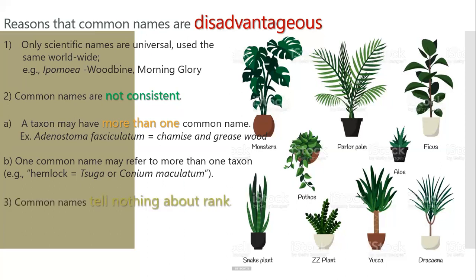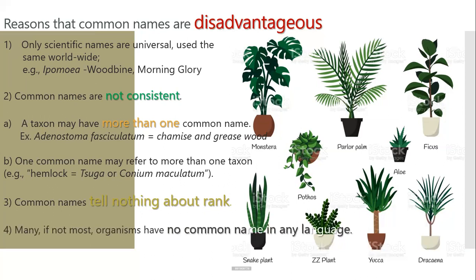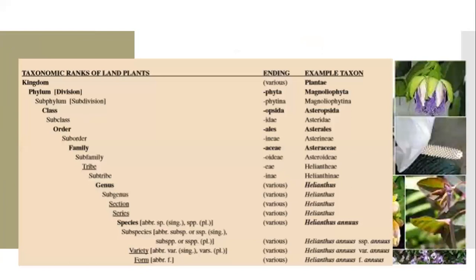And third, common names tell nothing about rank and often nothing about classification, whereas scientific names automatically indicate rank and yield at least some information about their classifications. Fourth, many if not most organisms have no common name in any language. So there is a tendency in some works to arbitrarily convert all scientific species names into common names by translating from the Latin.